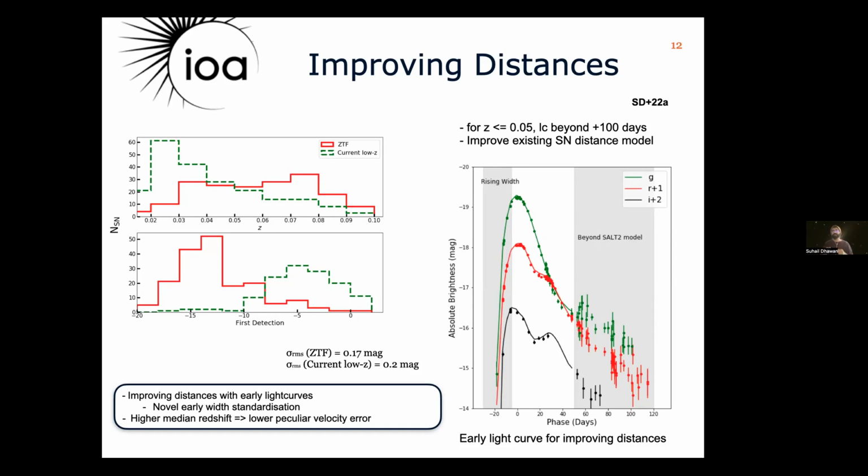So the ZTF sample already can retrain the distance calculation model such that we can further improve the scatter, even based on the first 9 months of data. And that's something that's super exciting and is ongoing work within the collaboration. Moreover, the ZTF sample also pushes to a higher median redshift, and that means that it's less prone to systematics from peculiar velocity uncertainties. And that's something that's, again, important when we're looking at a complete error budget that is getting to the percent level.